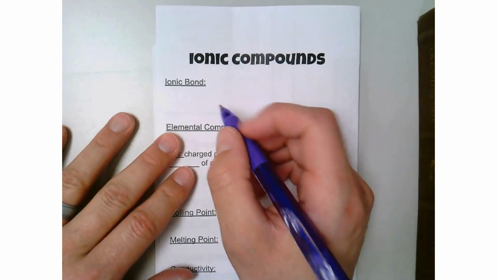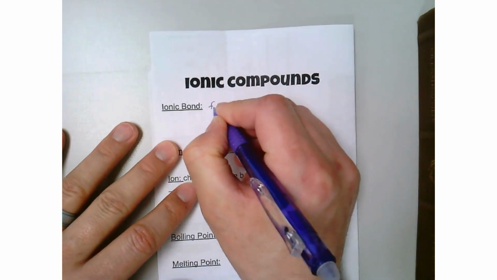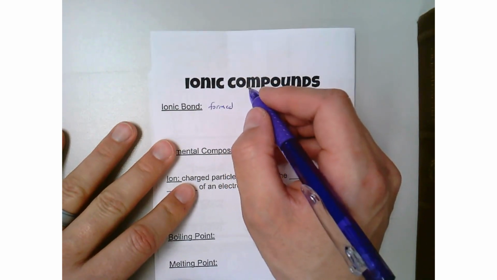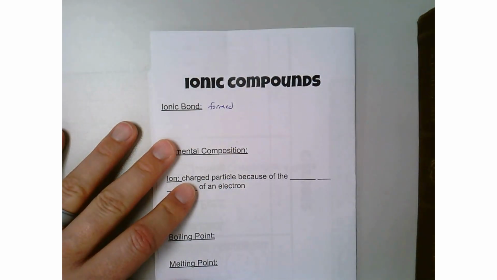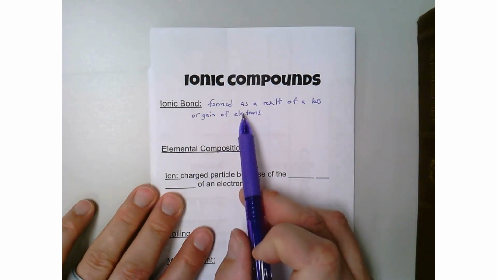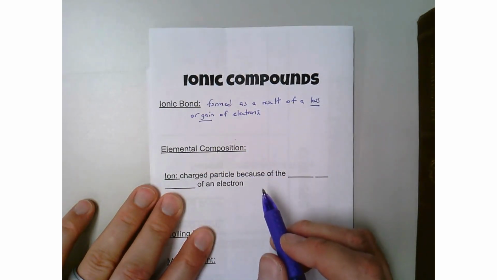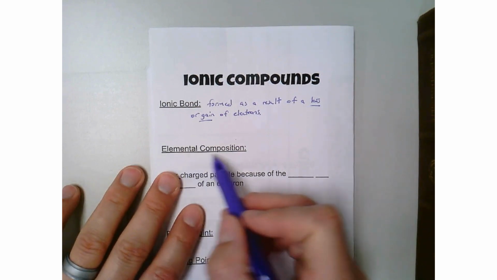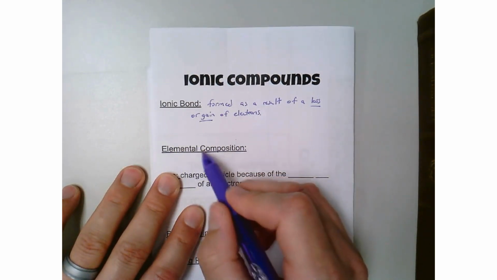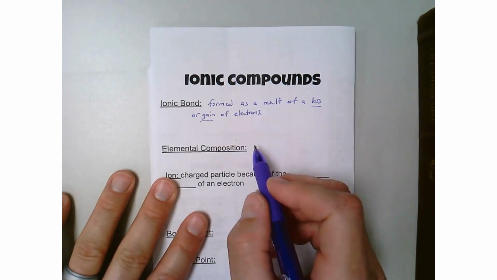All right, so I've had to fold this so I can get into the camera view. An ionic bond is formed as a result of a loss or gain of electrons. So ionic bonds are formed as a result of a loss or a gain of electrons. Now this next section is elemental composition. This just means what are these elements composed of or made of? Or what elements compose them is what I mean, I'm sorry.